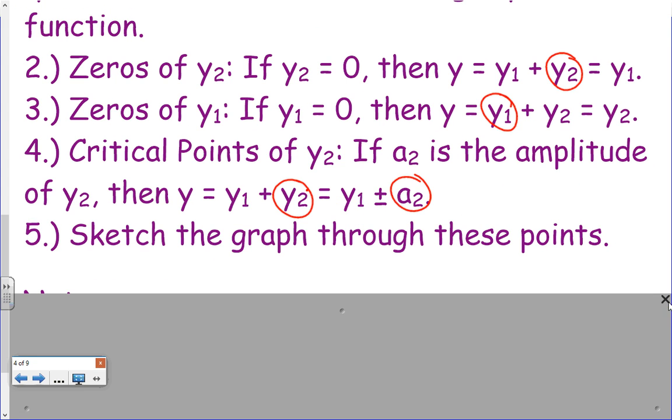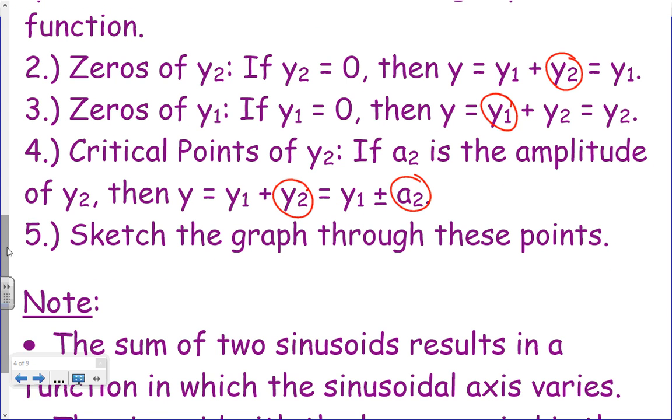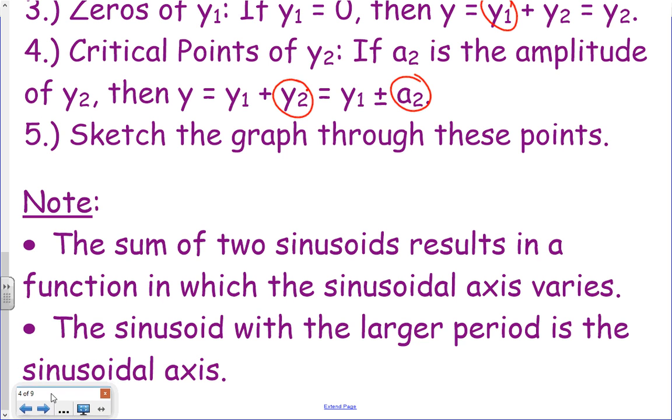All right, a couple things to note here about this. What you should notice here is that when you have the sum of two sinusoids, that results in a function in which the sinusoidal axis will vary. That's what we have there, that we're oscillating back and forth around our sinusoidal axis. And the other thing to notice there is that the sinusoid with the larger period is your sinusoidal axis.